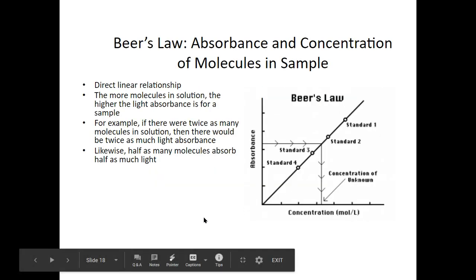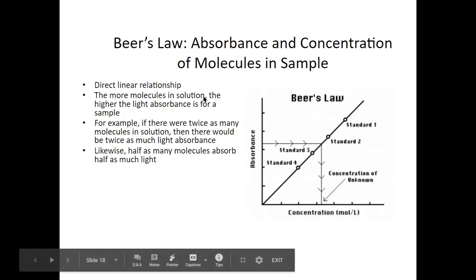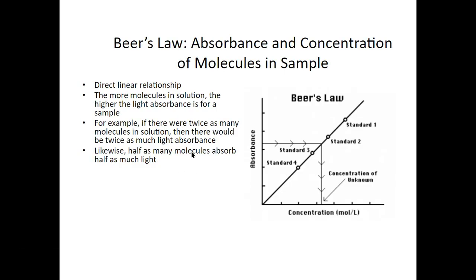Okay, then there's absorbance and concentration of molecules in a sample. As we said, absorbance and concentration are directly related to each other. They have a direct linear relationship. So the more molecules you have in solution, the higher the light absorbance is for the sample. If there were twice as many molecules in solution, twice as much light would be absorbed. Likewise, half as many molecules absorb half as much light.